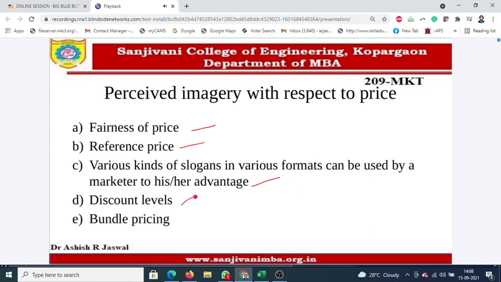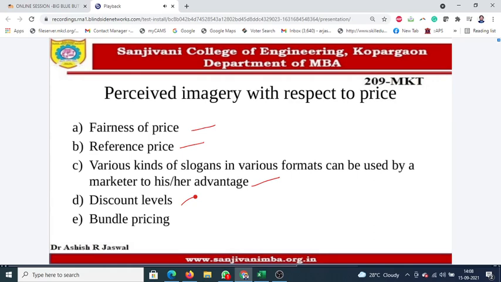Next important aspect is of discount levels. Advertisements indicate discount levels. This can be framed variously. For example, certain advertisements are framed as stating a minimum discount level of 5%. 5 कम से कम 5%. उससे ज़्यादा. What is going to happen? Consumer intentions are less favorable than for advertisements that state maximum discount up to 30%.